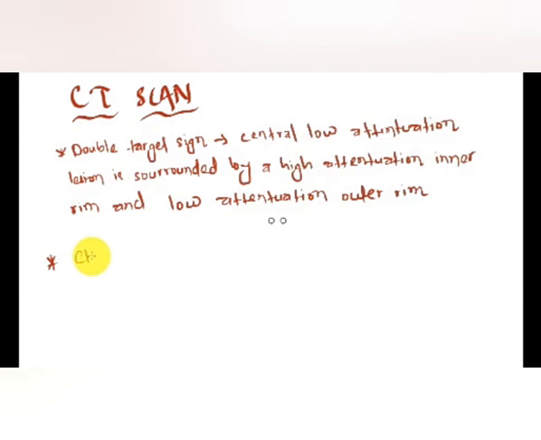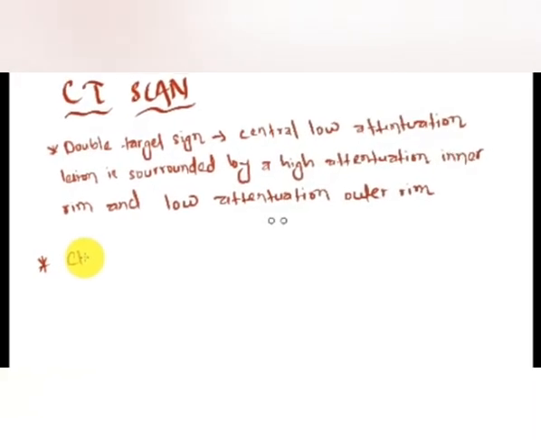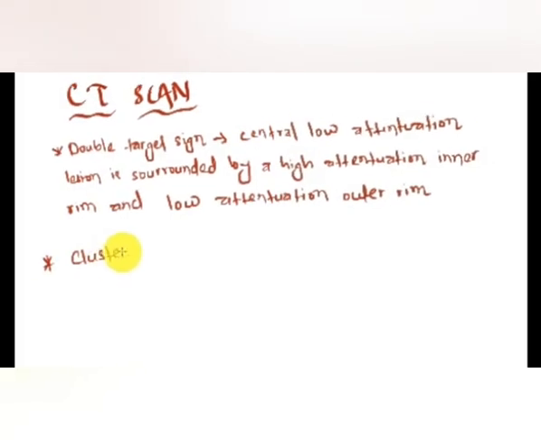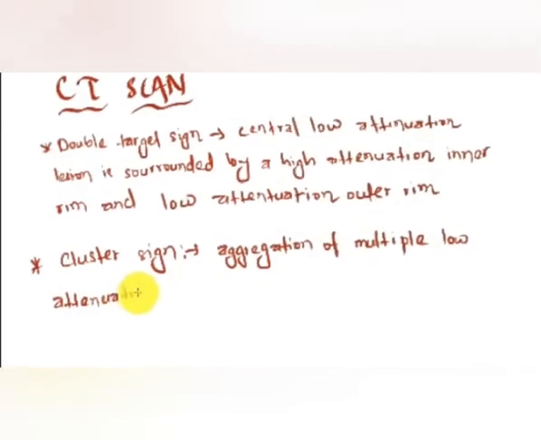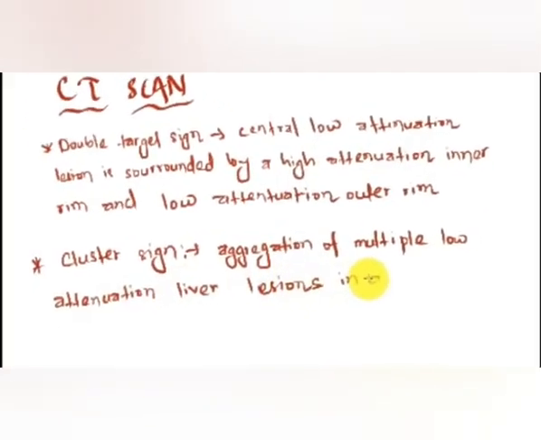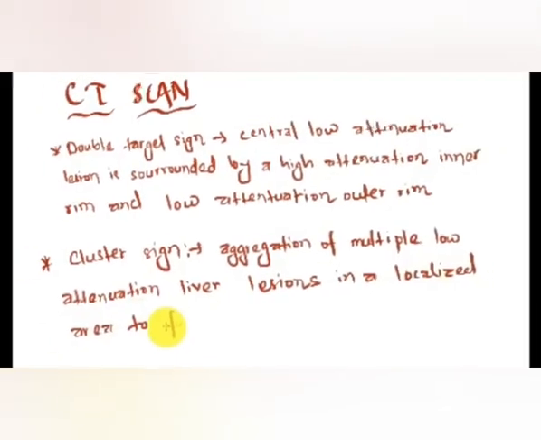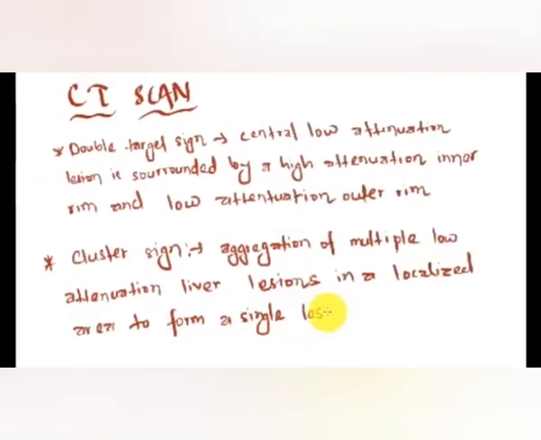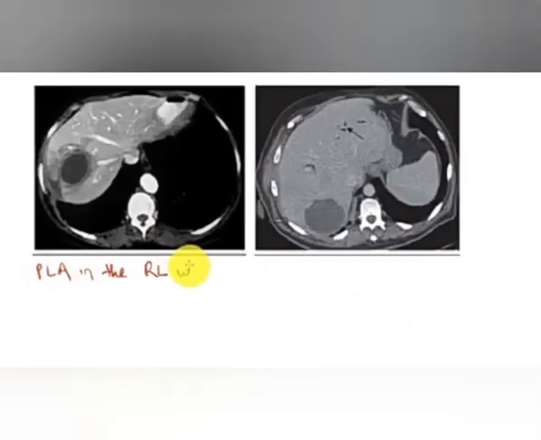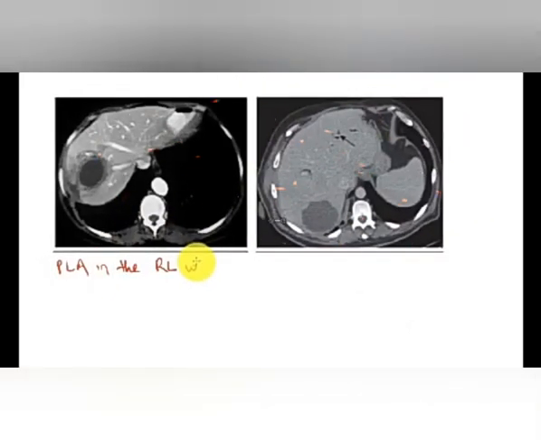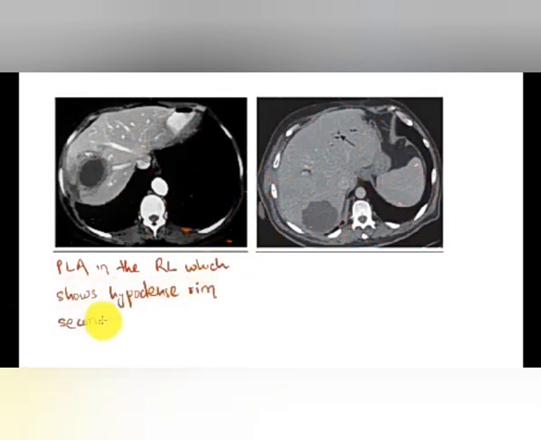The inner rim is high attenuation and the outer rim is low attenuation. The second sign is the cluster sign, which is an aggregation of multiple low attenuation liver lesions in a localized area to form a single lesion. This is a pyogenic liver abscess in the right lobe of the liver, which shows a hypodense rim secondary to peripheral inflammation.